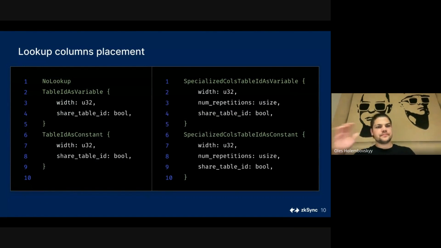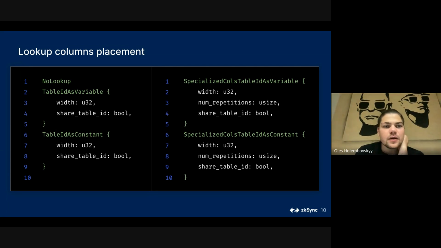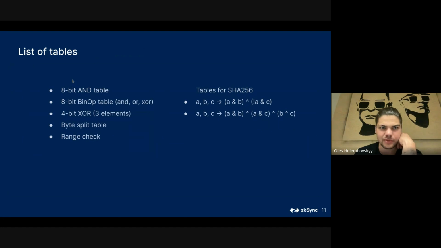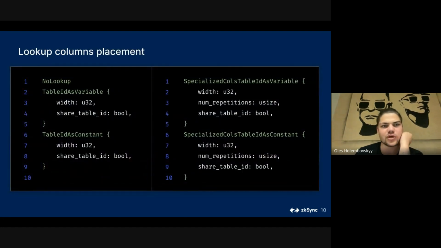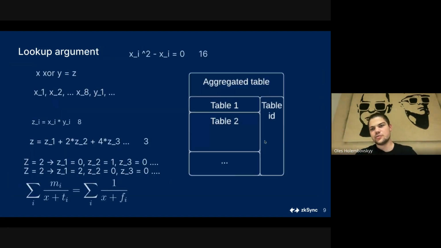And yeah, the last couple of slides. So we can have different configurations in our circuit. First of all, we can have no lookup when we don't want to use any lookup. We can have table ID as variable. So what does it mean? The table ID here could either be a variable or a constant.